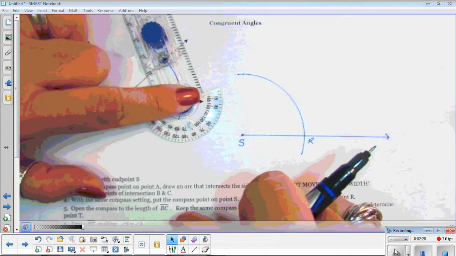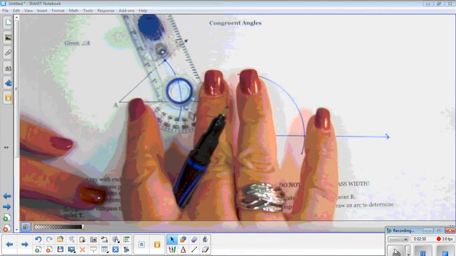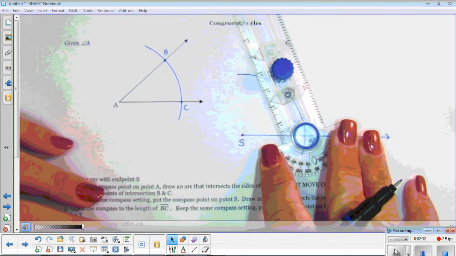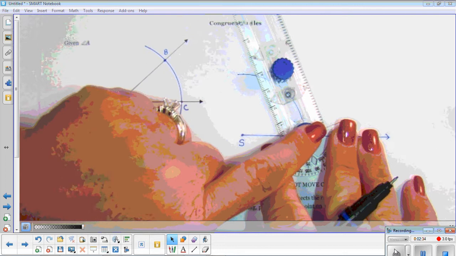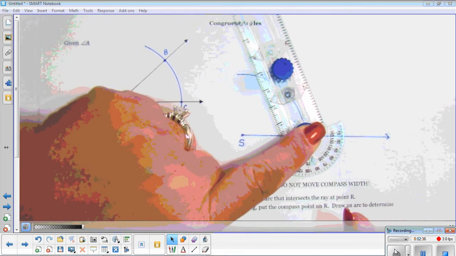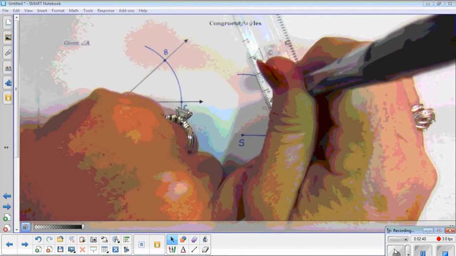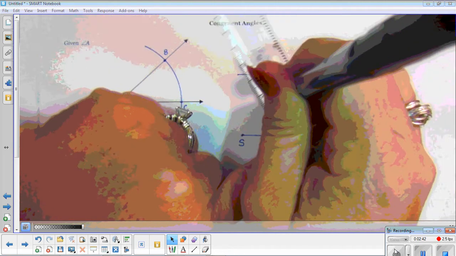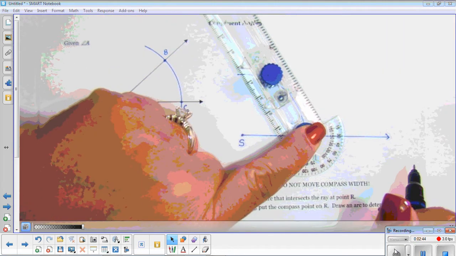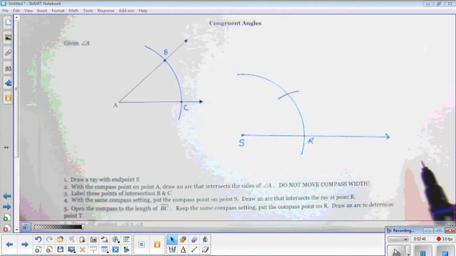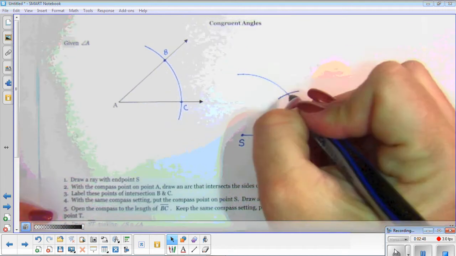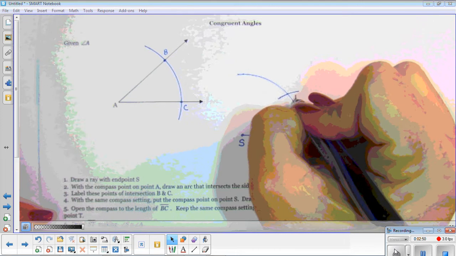Once I tighten it into place, I can now release my finger, move the crosshairs down to point R, hold it firmly on point R, place my pen in the location that I found for B, and make an arc. Where those two cross, I am going to label that point T.